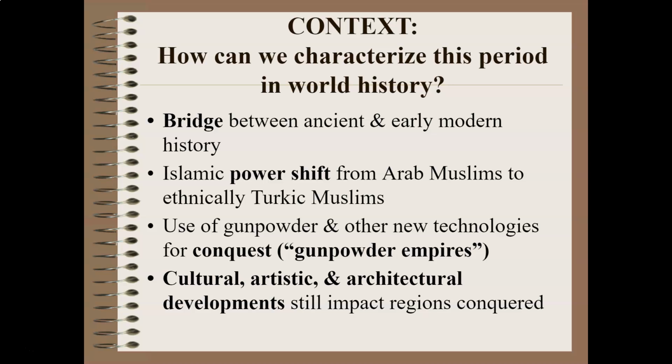Basically, we're in a bridge period between ancient and early modern history at this point. You're looking at the Mongols, and now you're transitioning, and talking about how the Islamic world changes with these three empires. There's an Islamic power shift during this period from Arab Muslims, the original source of Islam, to ethnically Turkish Muslims. In the centuries prior, you have the Seljuks being brought into the Arab world by the Abbasids, and then they eventually take hold and take power in various parts throughout this region. So you have a shift to where you're not dealing with Arab Muslims in control, you're dealing with Turkic Muslims in control.